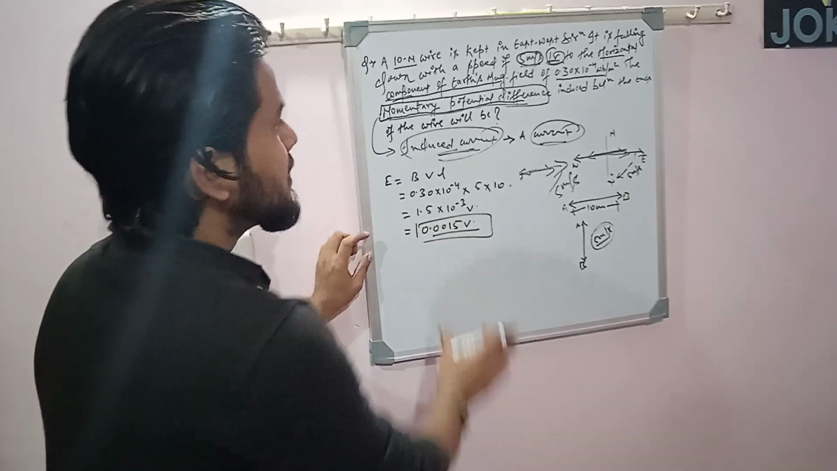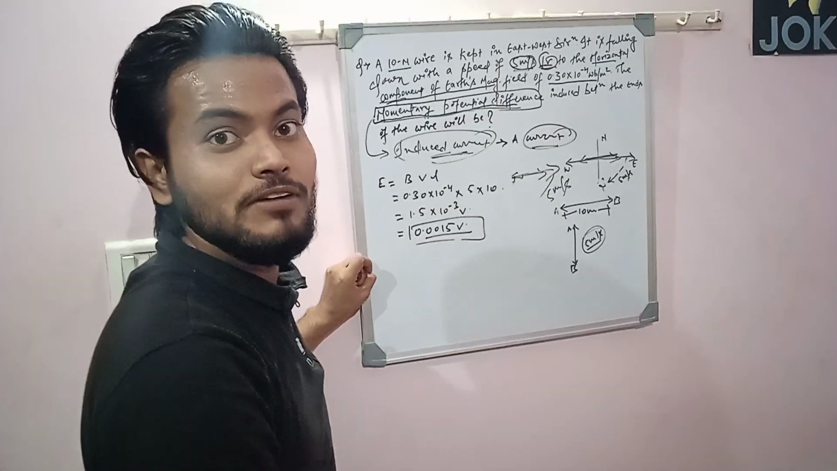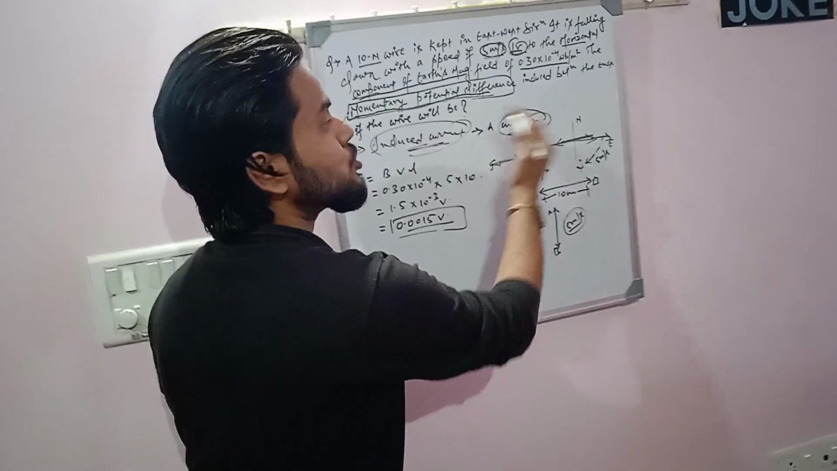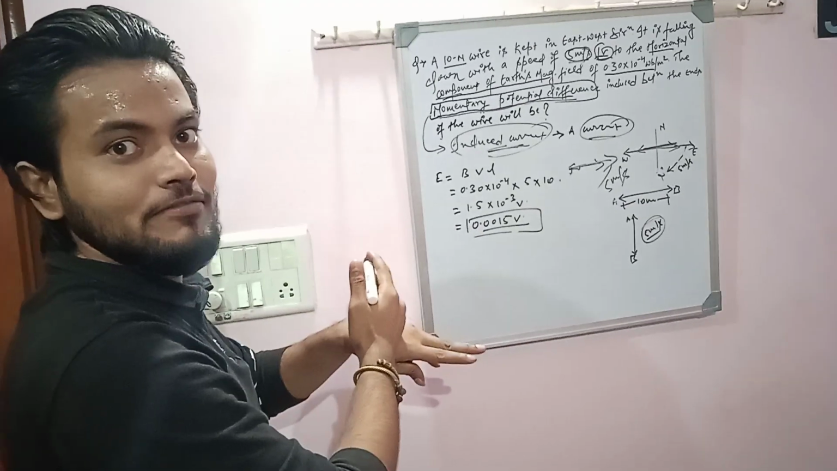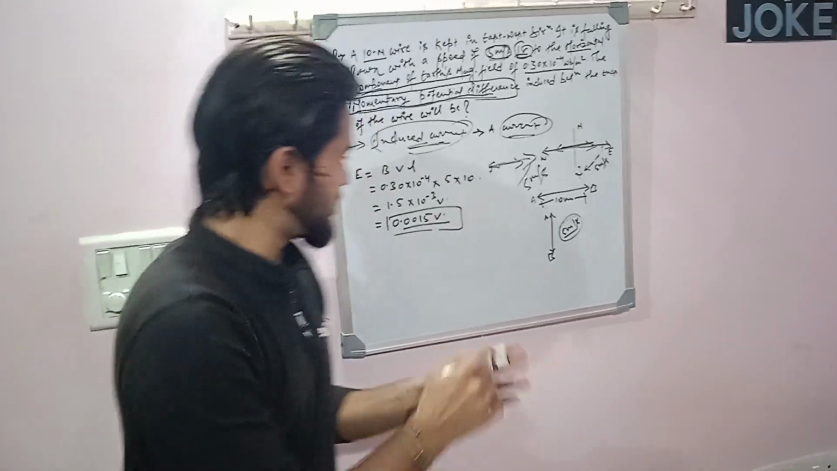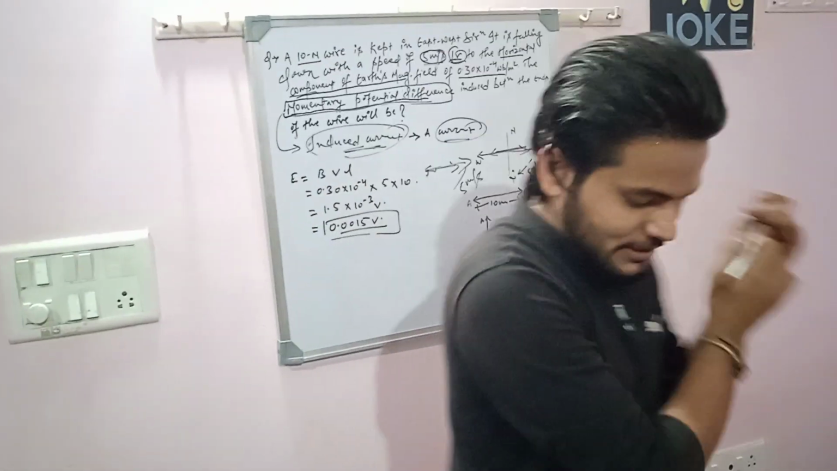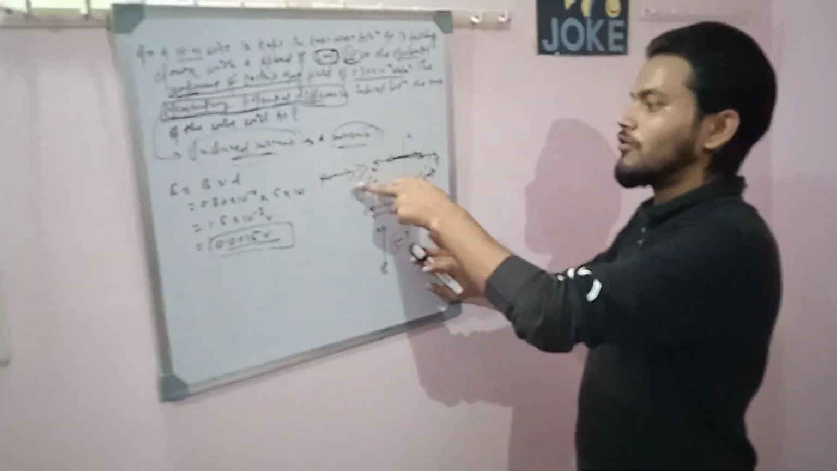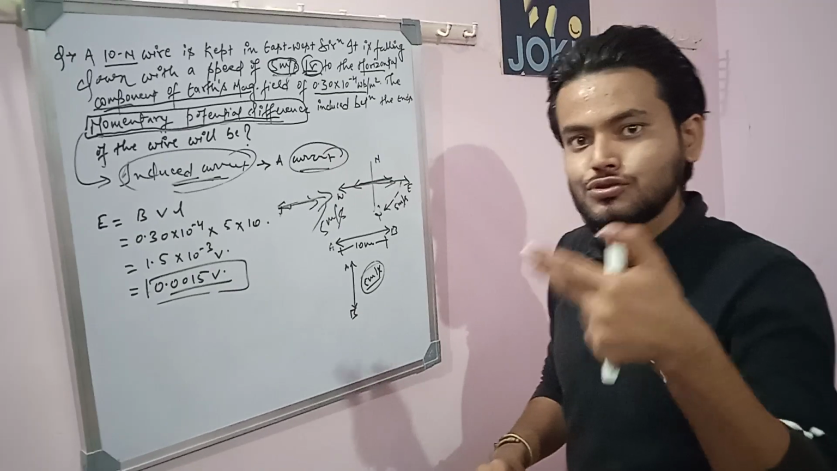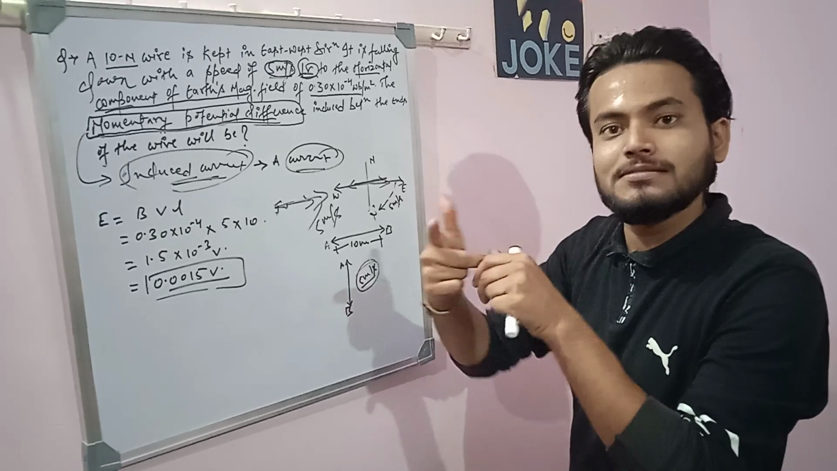Now suppose they ask the direction of the wire, that is, the direction of the motion of the conductor. We have found the induced EMF. Now if they ask what the direction is, how will you find it? For finding direction, we can use two laws. Either we can use Lenz's law, or we can use Fleming's right hand rule.